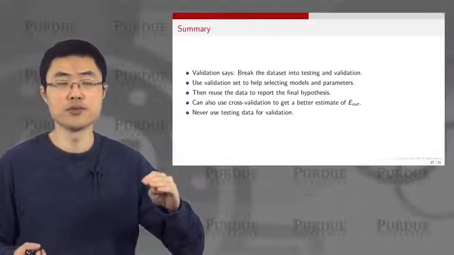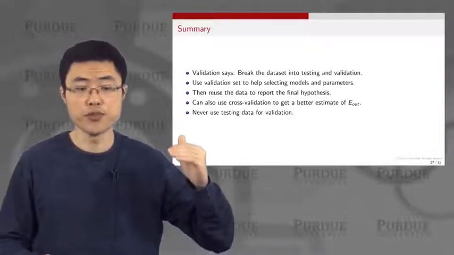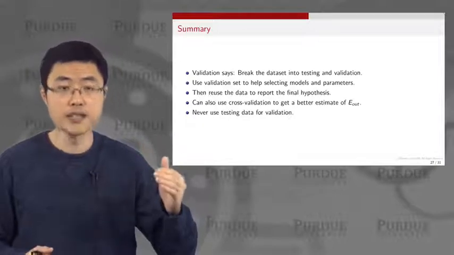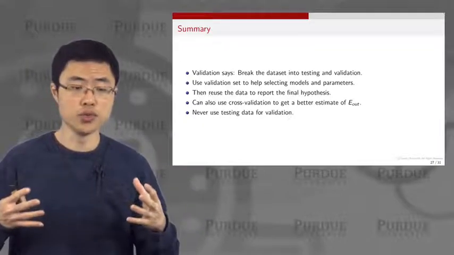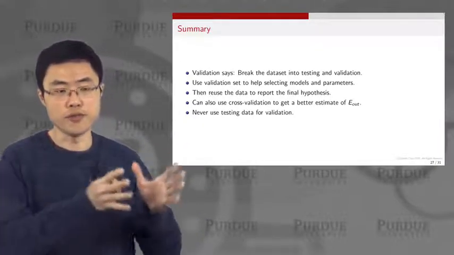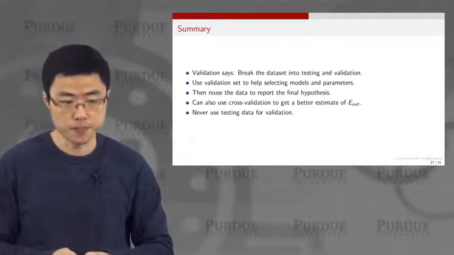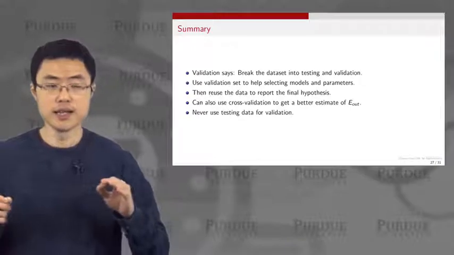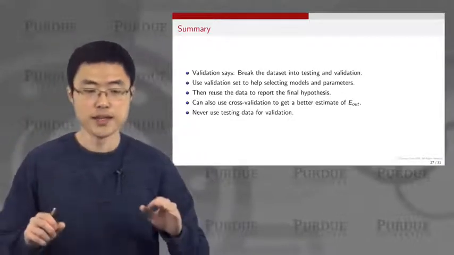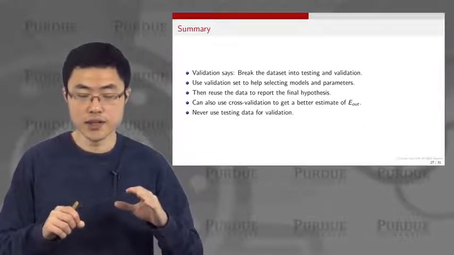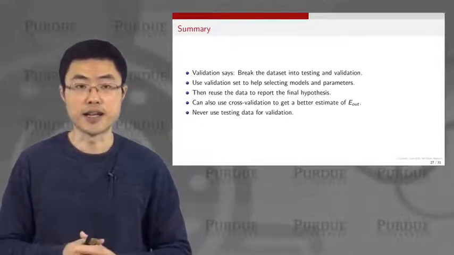Now, cross-validation, you should understand, is an improved version of the basic validation error. The price you need to pay is that you need to use a lot more computation. You need to shuffle them, and then you need to repeat the calculation multiple times. And then let me just remind you once again that the bottom line is to never use the testing data for validation.